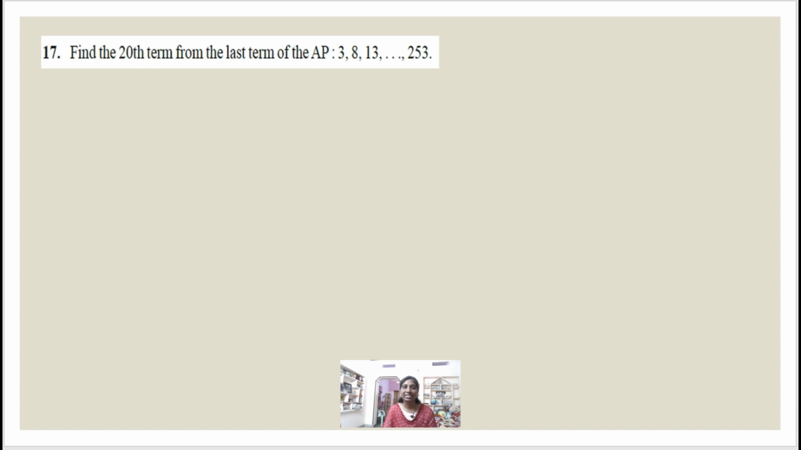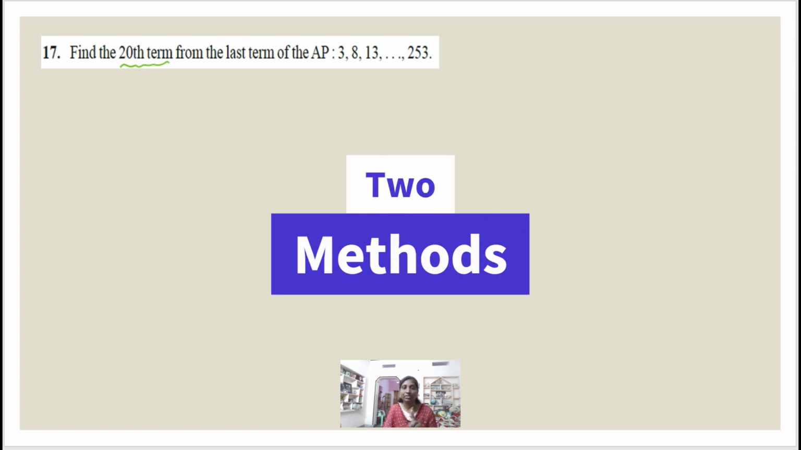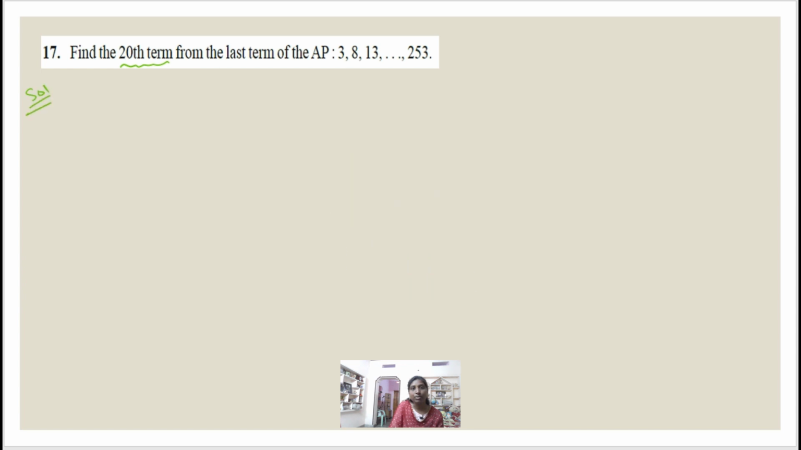Find the 20th term from the last term of the AP 3, 8, 13 and so on till 253. This is our AP. We have to find out the 20th term from the last term. So we have two methods to solve it. First I will explain the easier method. Method number 1. Here we have to find the 20th term from the last term. It means let us write it in reverse order.